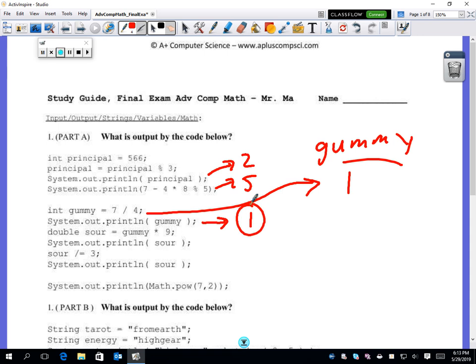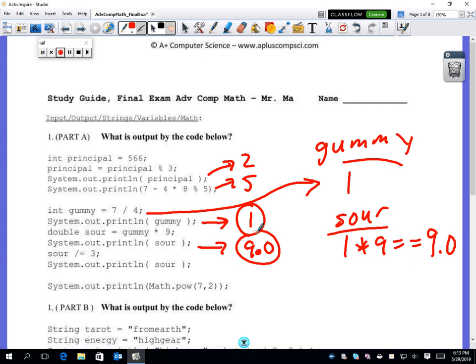The next thing we need to do is do some more integer arithmetic. So it says double sour equals gummy times 9. That means sour is going to have the value gummy, which is 1 times 9. 1 times 9 is 9, but remember, because it's a double, this is really 9.0. So when we print out sour, we get 9.0.